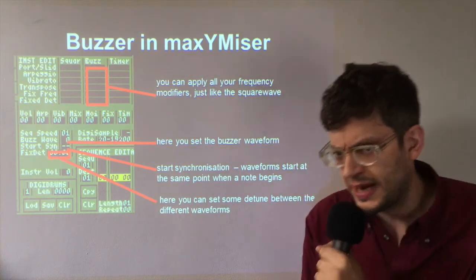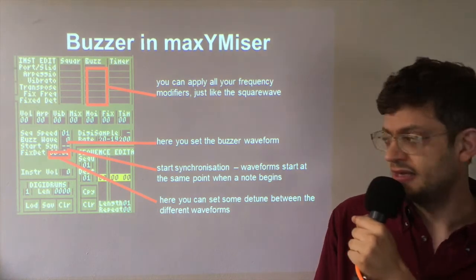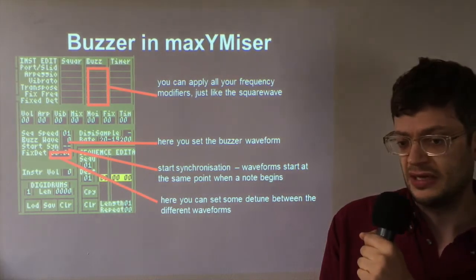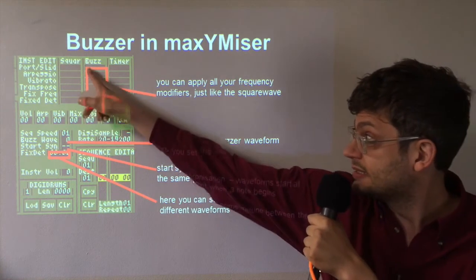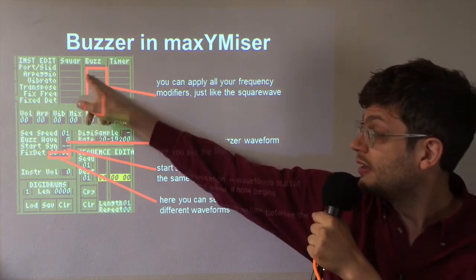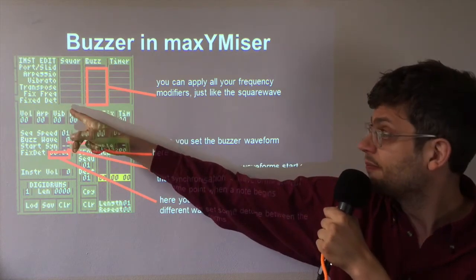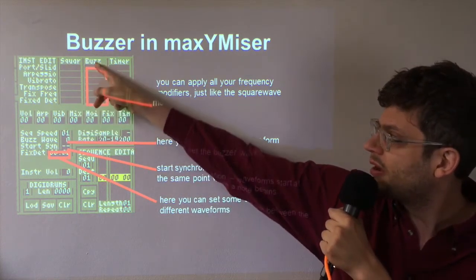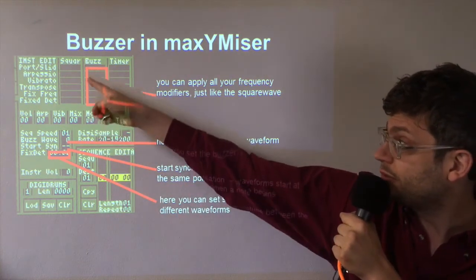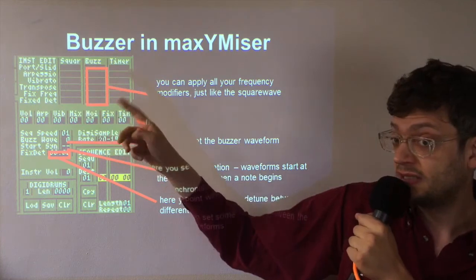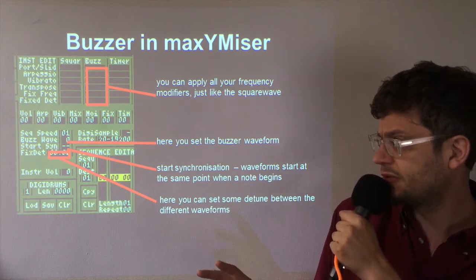When you load maxYMiser and start to look at the buzzer, these are the parts of the instrument editor that you'll need to consider. In this part here, it works exactly like the square wave that we covered last time. You can choose to apply some of the modifiers to the frequency, for example the portamento, arpeggio, vibrato. You can choose whether you apply those or not, exactly the same as the square wave.